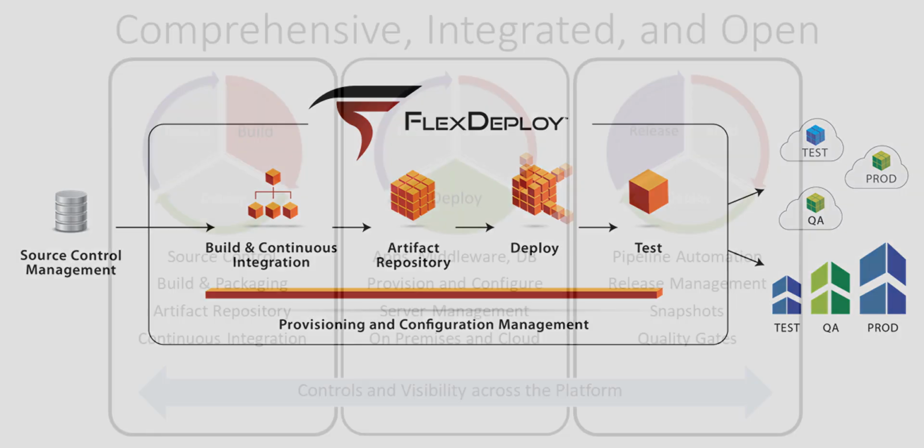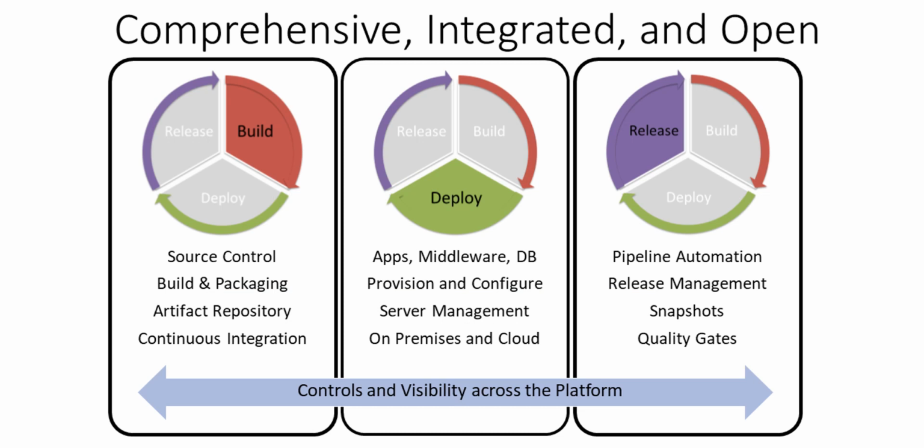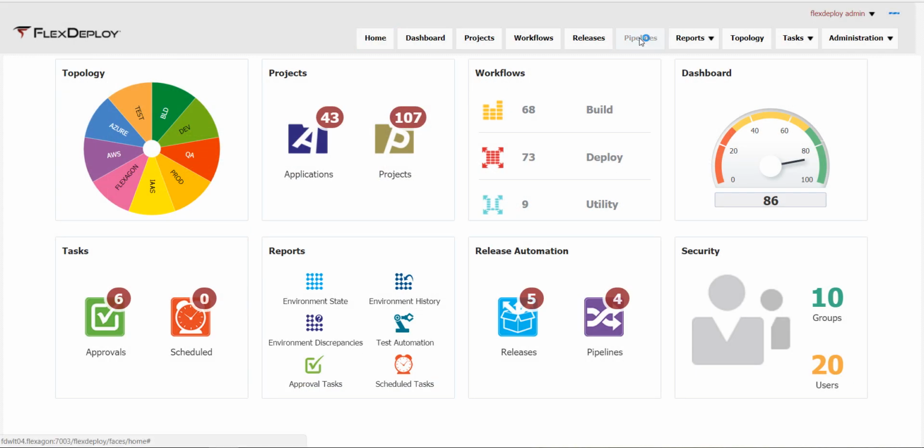FlexDeploy is a DevOps platform for continuous delivery and release automation, which orchestrates and automates key processes including build, deploy, and release orchestration across test and production environments. The end-to-end lifecycle management within FlexDeploy helps optimize the speed, quality, and cost advantages associated with cloud-based environment management and resource utilization. Let's take a look.